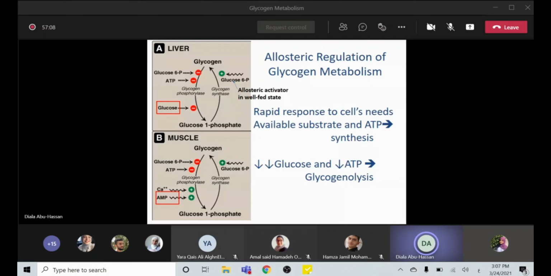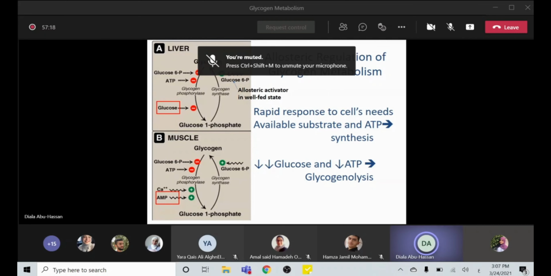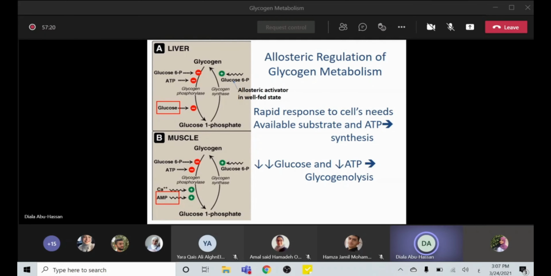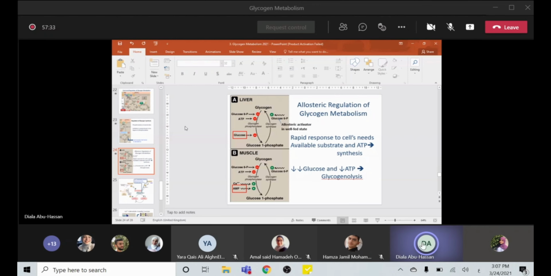طيب بدي أكتفي اليوم, بنكمل إن شاء الله المرة القادمة عن الالوستيريك ريجوليشن والهرمون ريجوليشن بنتابع فيه إيش بسيط اللي ضايل بالglycogen metabolism. ف for today that's enough. عشان ناخد أسئلة كل معنا مجال ناخد أسئلة إن شاء الله تعالى. طيب let's go back.